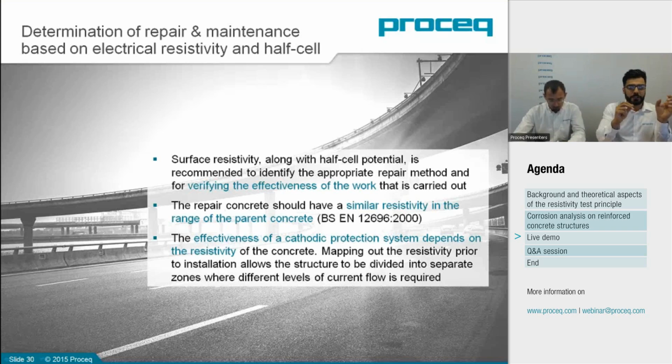Other things that we can check along here: we can check the resistivity of the parent concrete and compare it to the site, to this existing structure that we're checking. And on the other side, the effectiveness of a cathodic protection system depends on the resistivity of the concrete. So we should be able to map out the resistivity prior to installation. That allows the structure to be divided into separate zones where we expect different levels of current flow, since different current flow is required.